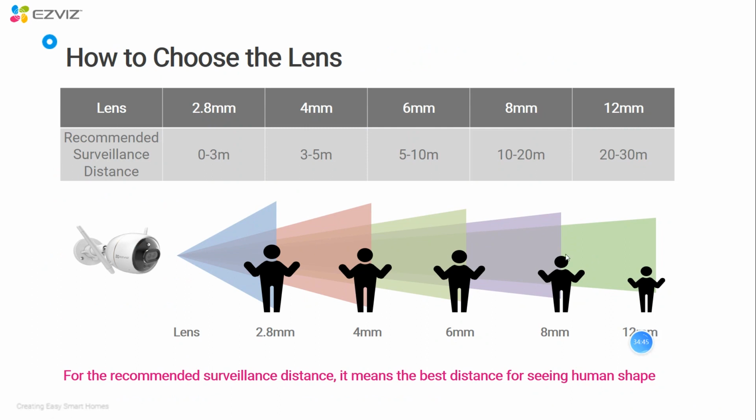And how to choose the lens? The recommended surveillance distance means the best distance for seeing a human shape. For example, if you want to capture the human shape from 0 to 3 meters, you can choose the 2.8 millimeter lens. And if you want to capture the human shape between 3 to 5 meters, you can choose a 4 millimeter lens, and so on.